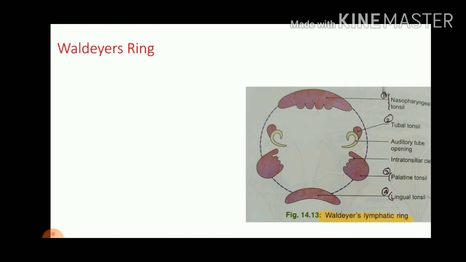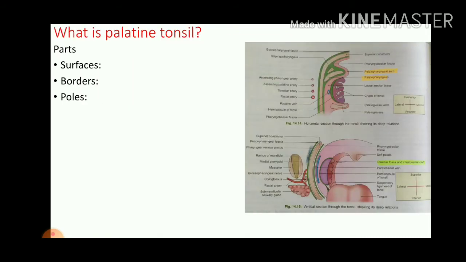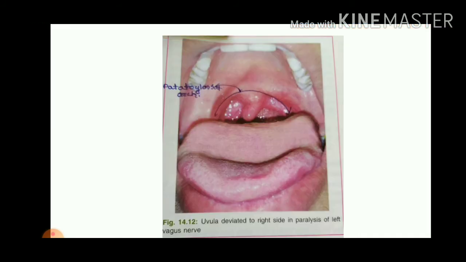Now in relation, I have already said this tonsillar bed is basically the relation of the palatine tonsil, the relation to the lateral surface of palatine tonsil. Now again I have skipped one thing, the anterior border. I have said that the upper pole is related to the soft palate, the lower pole related to the tongue. The anterior border is related to the palatoglossal arch. On the other hand, the posterior border is related to the palatopharyngeal arch.